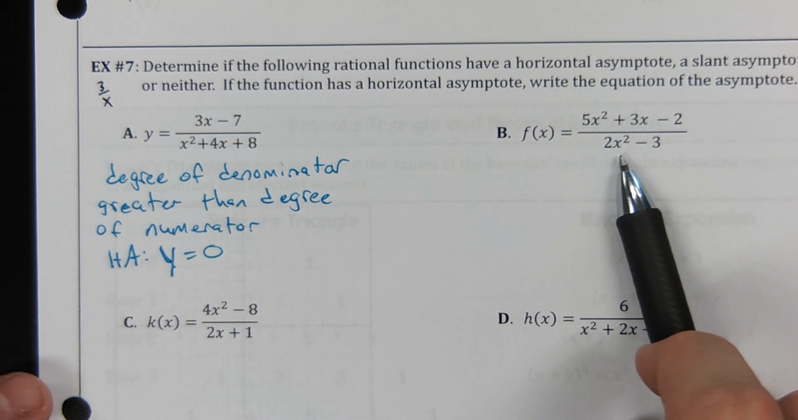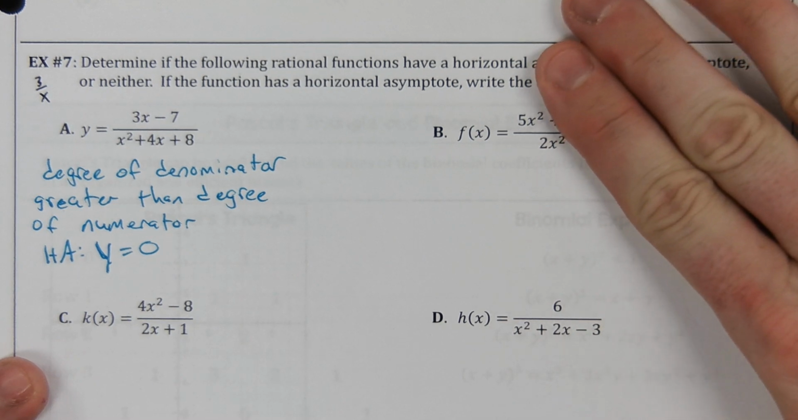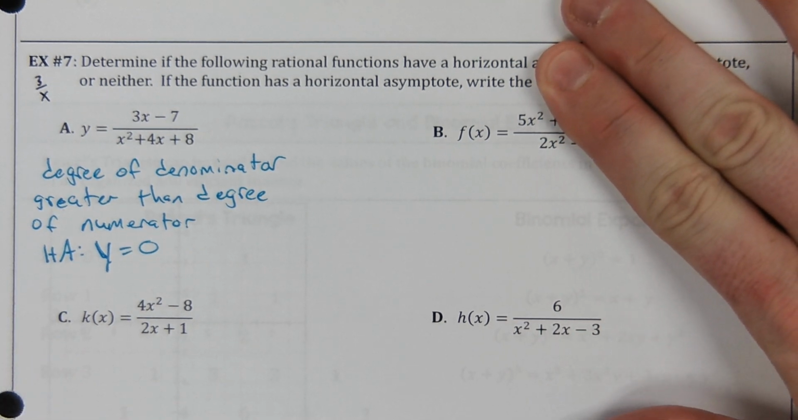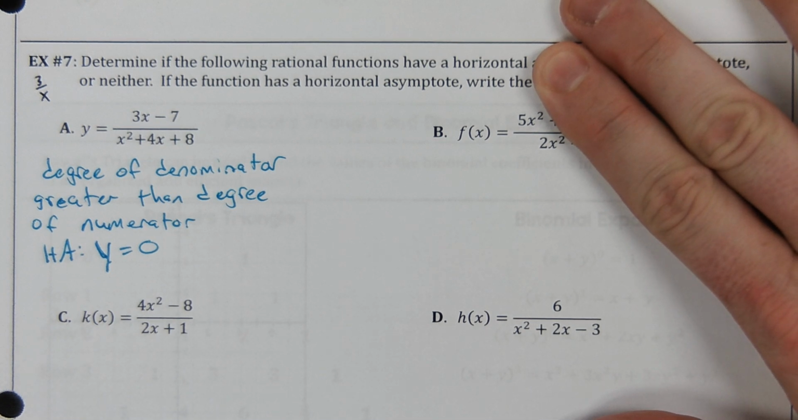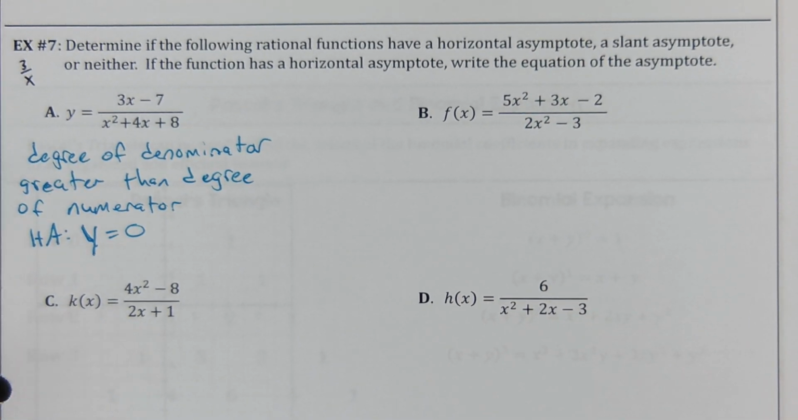And using that logic, look at this one. As x gets remarkably gigantic, the top starts to look like 5x squared. The bottom starts to look like 2x squared. And what does that reduce to? Well, don't do it as a fraction for me. 5 over 2. Because the x squareds would cancel out, and you're left with 5 over 2. So because the degree of the numerator and denominator are equal, there is a horizontal asymptote at the ratio of the coefficients, 5 over 2.